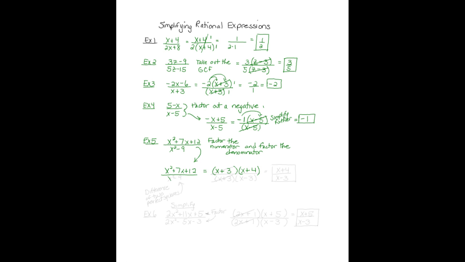Our denominator is a difference of two perfect squares. So this factors into x plus 3 times x minus 3. Now we simplify by removing their common factors from the numerator and denominator. And we're left with our answer, which will be x plus 4 divided by x minus 3.